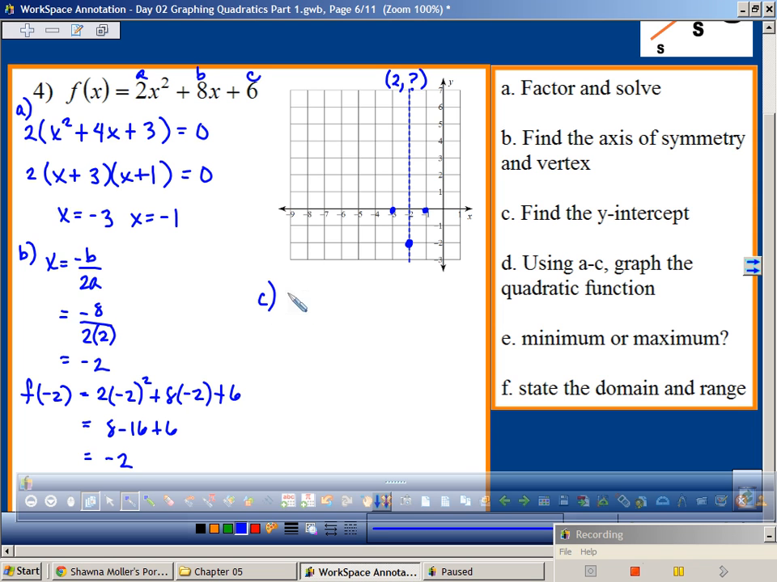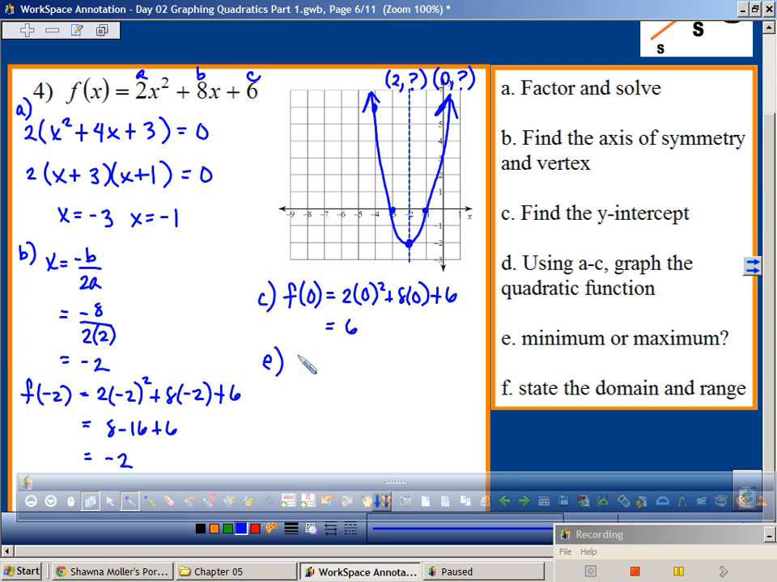C, find my y-intercept. I want to find out where my graph is at 0. So what would I plug in for x? 0. And I would get 6. You guys catching on to that trick yet? Yeah. Good. We'll talk about it in a second. All right, 6 is right here. That means I must have another plot right here. Go ahead and graph that. Not the best graph. That's okay.